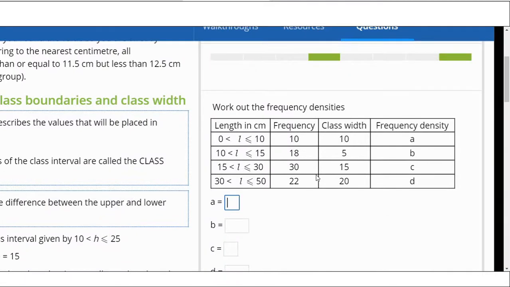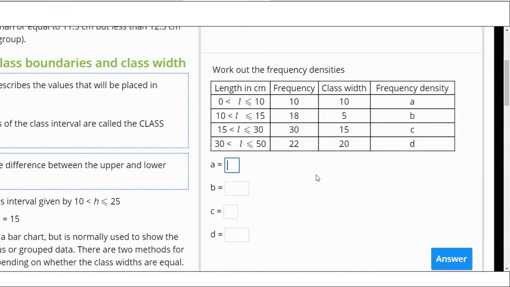Now, next questions. Work out the frequency densities. Okay, remember to find the frequency densities, you need to divide the frequency with the class width. So 10 divided by 10 for A should be 1. For B, 18 divided by 5. So you need to use calculator here. So it's around how many? 3, right? 3.6, because 30 divided by 5.